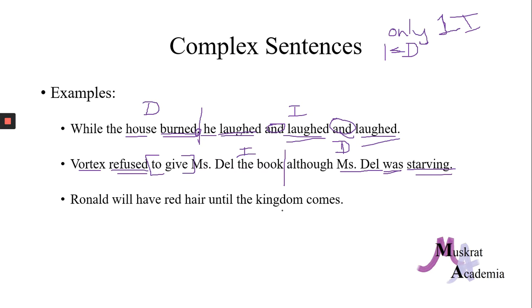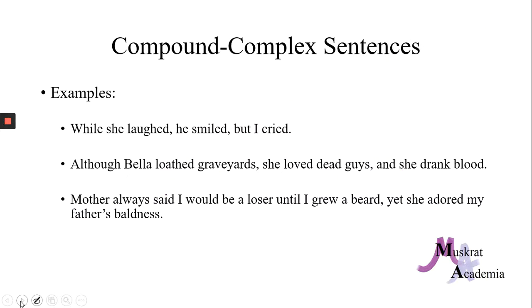Ronald will have red hair until the kingdom comes. No prepositional phrases, no infinitives. Will have, those are some verbs. We also have comes as another verb. What comes? Kingdom. Who will have? Ronald. Ronald will have red hair. Stand by itself, independent clause. Until the kingdom comes. Dependent, cannot stand by itself, and you have that until there. We'll box it for right now. That until there kind of gives us that hint that this is not going to be able to stand by itself. Independent plus dependent clause, complex sentence.